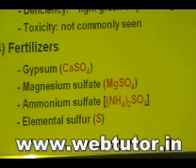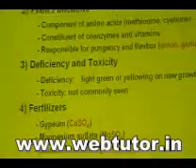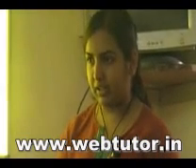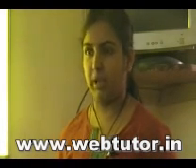Then deficiency causes light green or yellowing of new growth. Sulfur is immobile. It cannot traverse. That means if one part of the plant has more sulfur and the other part has less, it will not travel, unlike phosphate, which is mobile. Sulfur is only a constituent of amino acids. Toxicity is not commonly seen. I have not heard of any cases where there is sulfur toxicity to the plant.